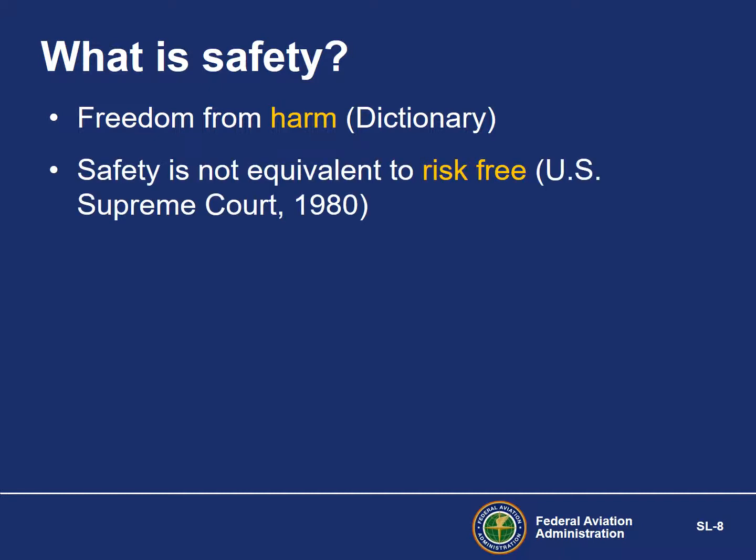In a 1980 decision, the U.S. Supreme Court said that safe is not the equivalent of risk-free. If safe meant freedom from all possibility of harm, few human activities would meet the standard. So this points us in the direction where safety is defined in terms of degree of harm and how likely it is to occur.